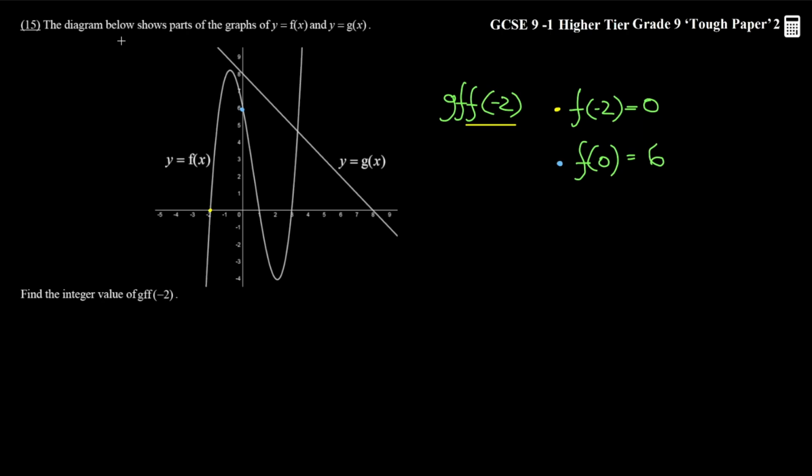So I now want g of 6. So I look now to the g graph, and I've got to estimate what value of y is when g is 6. So popping in 2 guidelines to help, here's g of 6, and we get an answer of 2. That's our red dot, and this is equal to 2. So therefore I can say that gff of -2 is 2, and that's your answer.